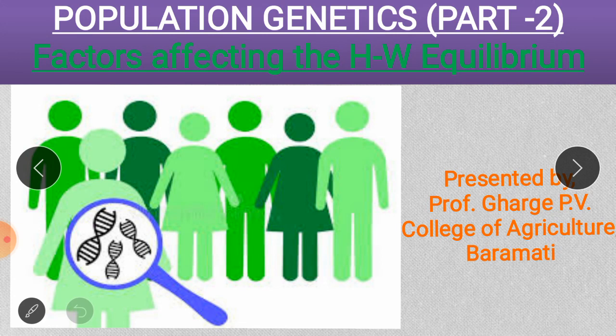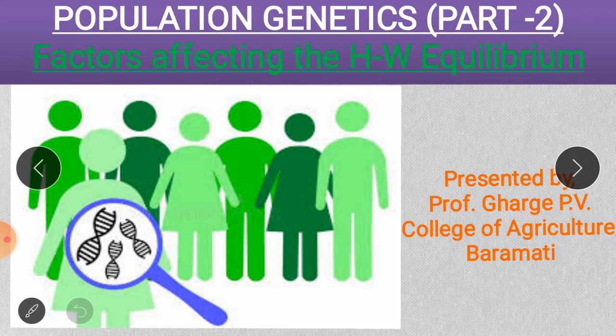In the previous part of population genetics, we studied what is meant by population genetics, basic concepts related to population genetics, and the Hardy-Weinberg law. In this lecture, we are going to cover factors affecting the Hardy-Weinberg equilibrium. If you remember, the Hardy-Weinberg equilibrium or law states that gene and genotype frequencies in a Mendelian population remain constant generation after generation if there is no selection, mutation, migration or random drift.